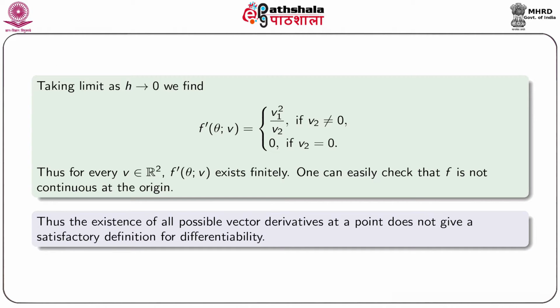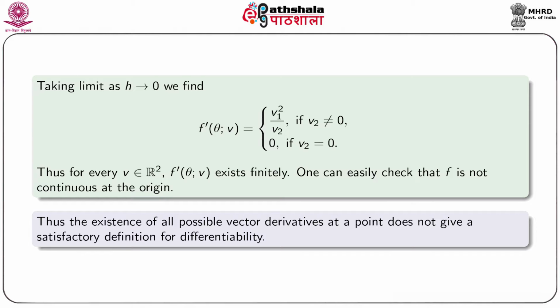Now we consider the limit as h approaches 0. We find f′(θ; v) equal to v1²/v2 if v2 is non-zero, and if v2 is 0 then it is 0. So we find that for every v in R², f′(θ; v) exists finitely.